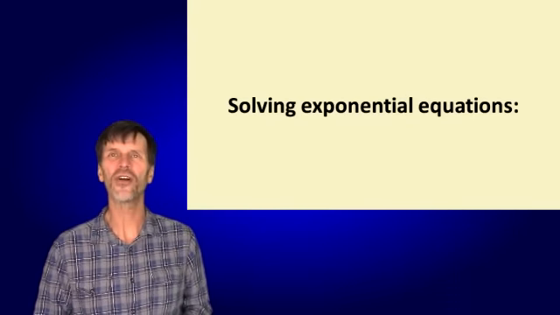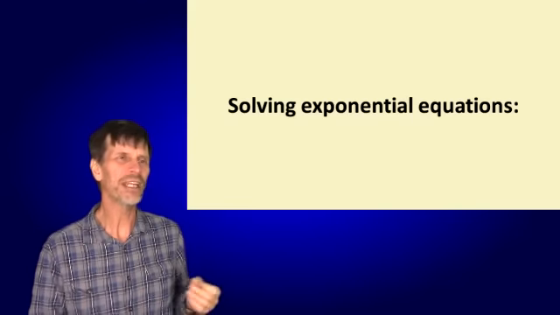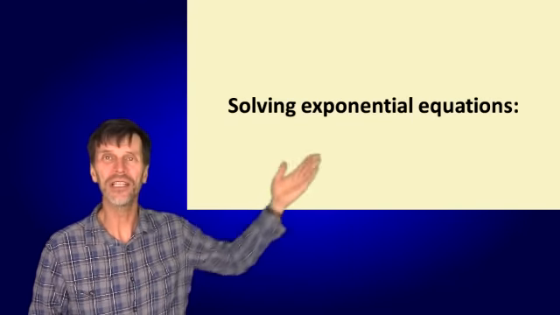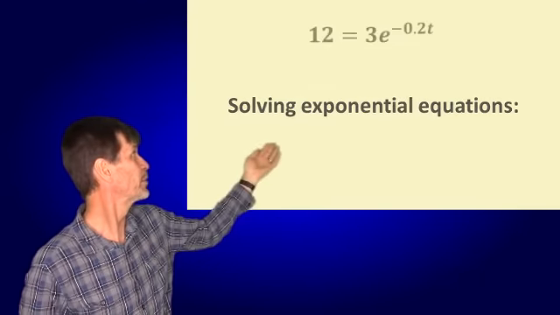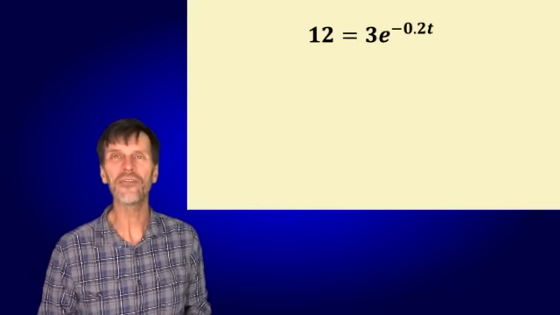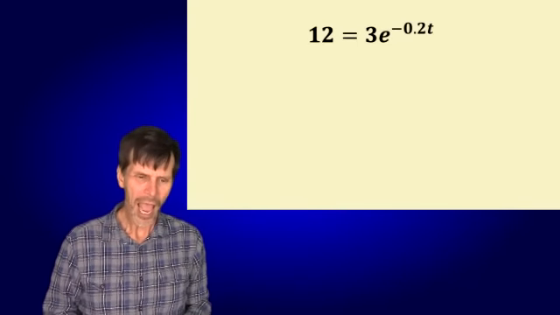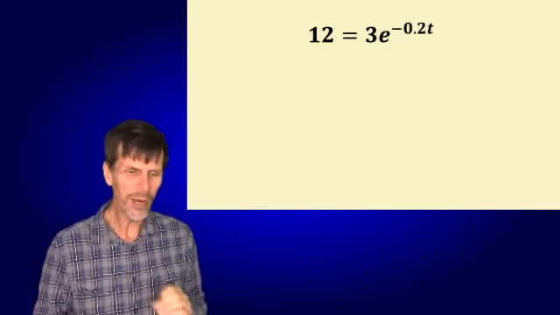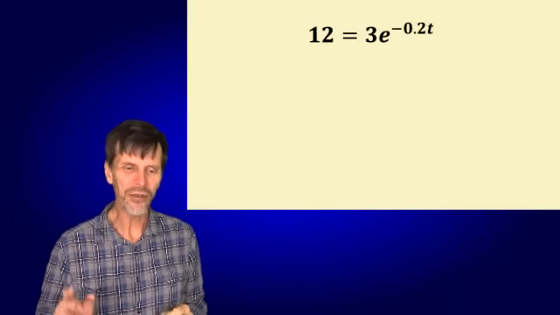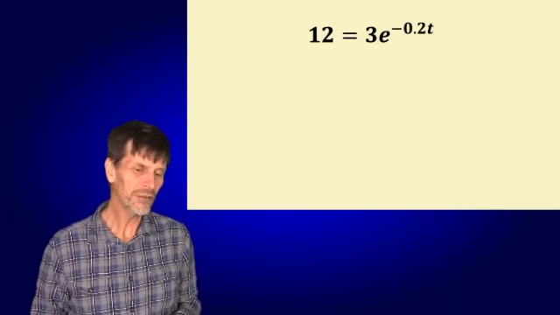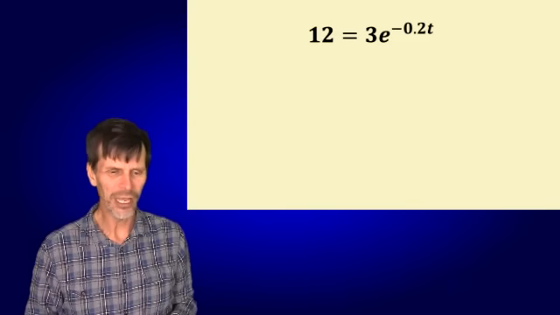Let's say we're trying to solve an exponential equation. And by an exponential equation I mean the unknown is in the exponent. So there's a nice one. 12 is equal to 3e to the negative 0.02t. How are we going to solve that? Well, if you remember your algebra, you might want to pause the video here and see if you can get there. If you don't, well, follow through as we go through this one.